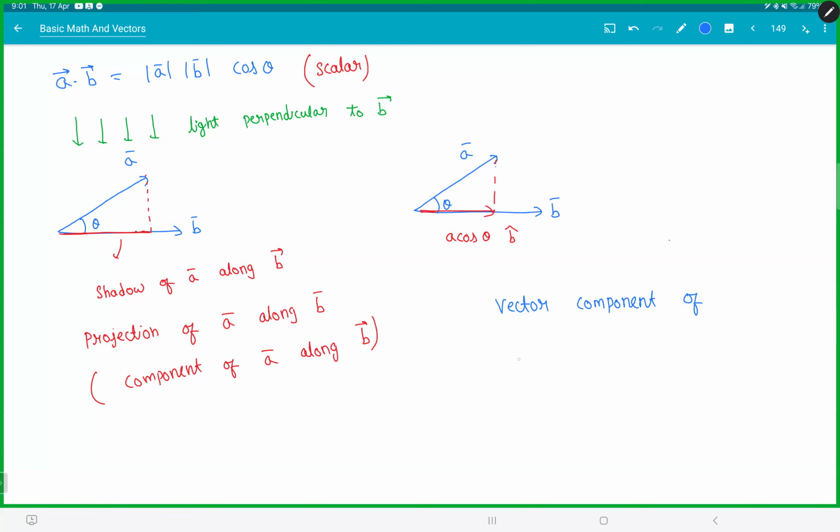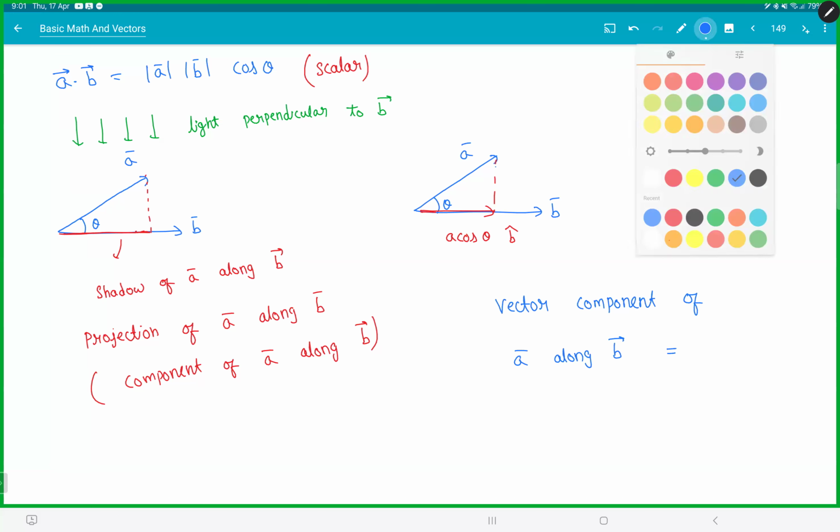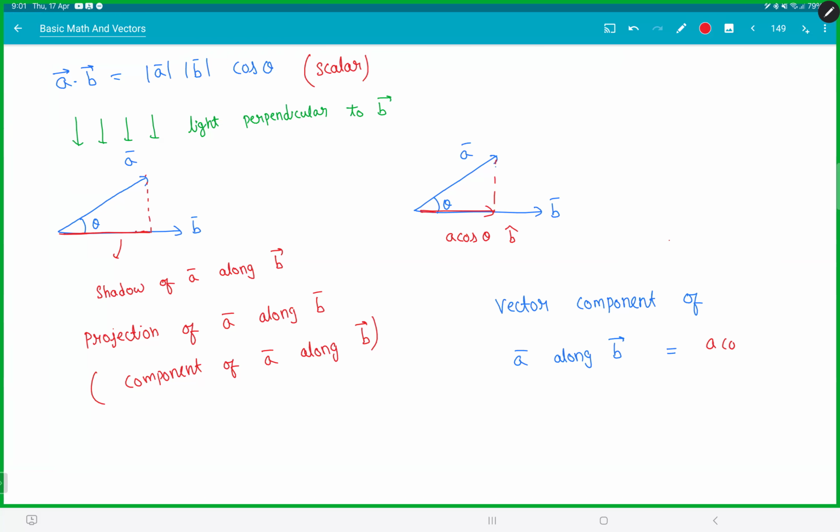Vector component of a bar along b bar. So you can read it like this. The length of the shadow of a bar in the direction of b bar is given by a cos theta, that is the length of the shadow, and in which direction? b cap. Do you remember the meaning of a unit vector? A unit vector gives you the direction.